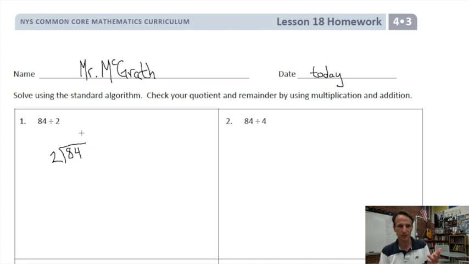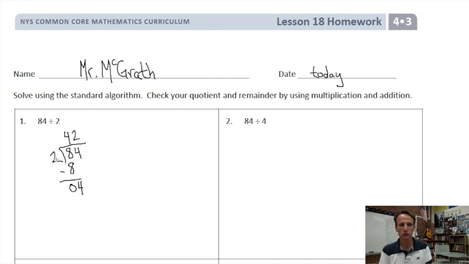2, 4, 6, 8. There are 4 2's in 8 because 4 times 2 is 8. And when we subtract out those 8 that we have now divided, there's 0 remaining, but we still have 4 to deal with here. We still have to divide these 4. So let's write that down so we can deal with it. How many 2's in 4? 2, 4. Well, there are 2 2's in 4.